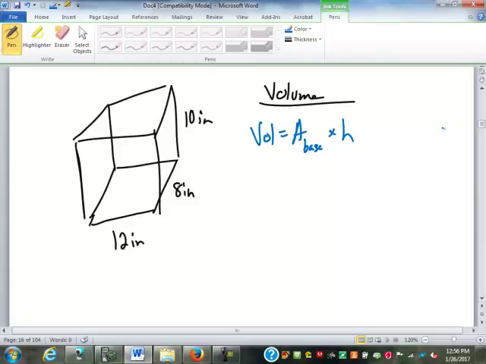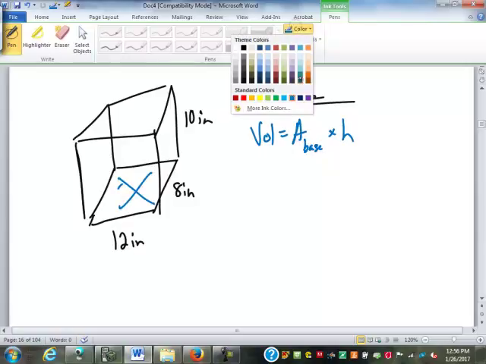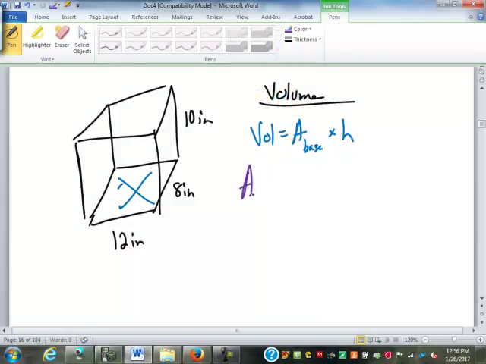Now, on a box, you can pick any side. Any side can be used as the base, because I take any side and I could actually run it through the whole object. So in a box, we choose the bottom to be the base. So what is the area of that base? How do I find it? 12 inches times 8 inches, or 96 square inches.